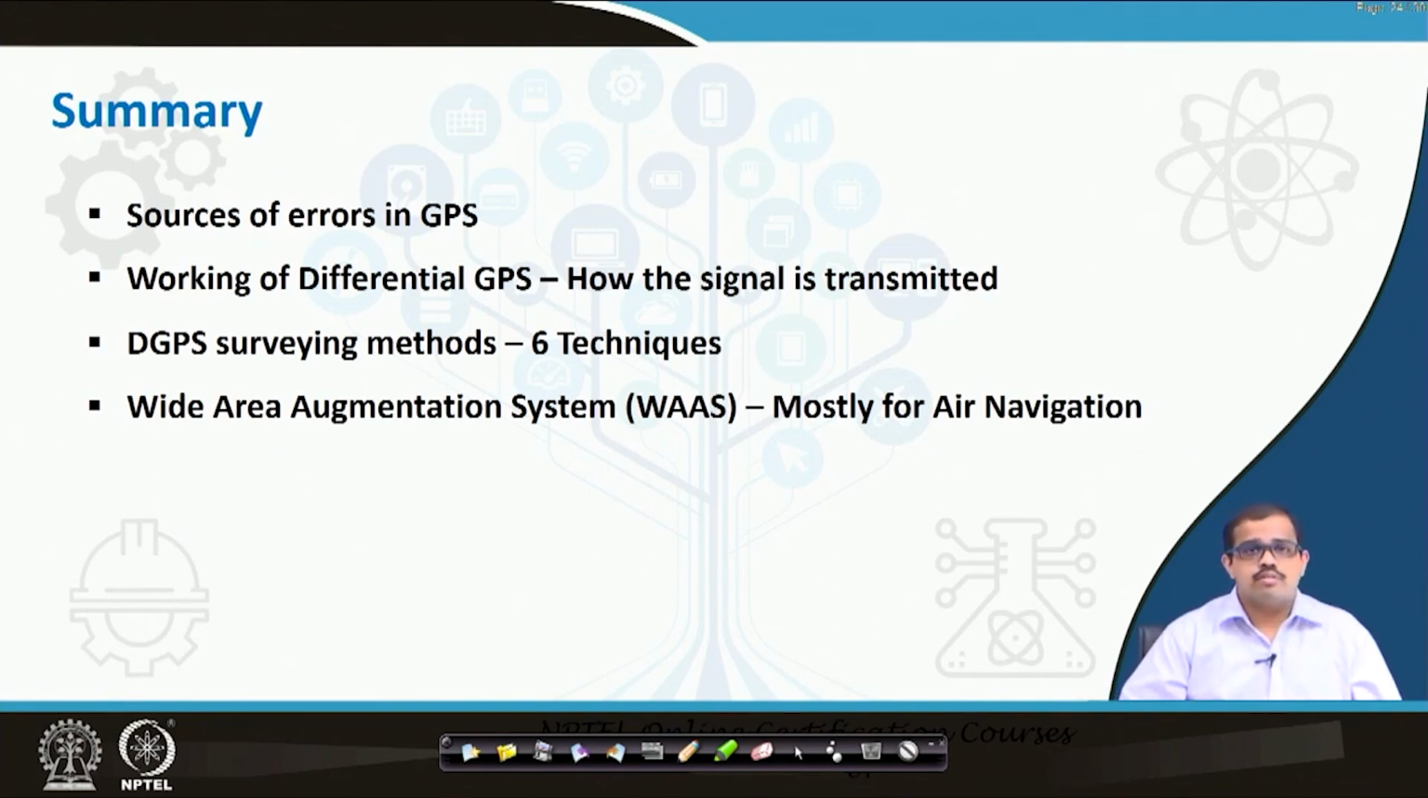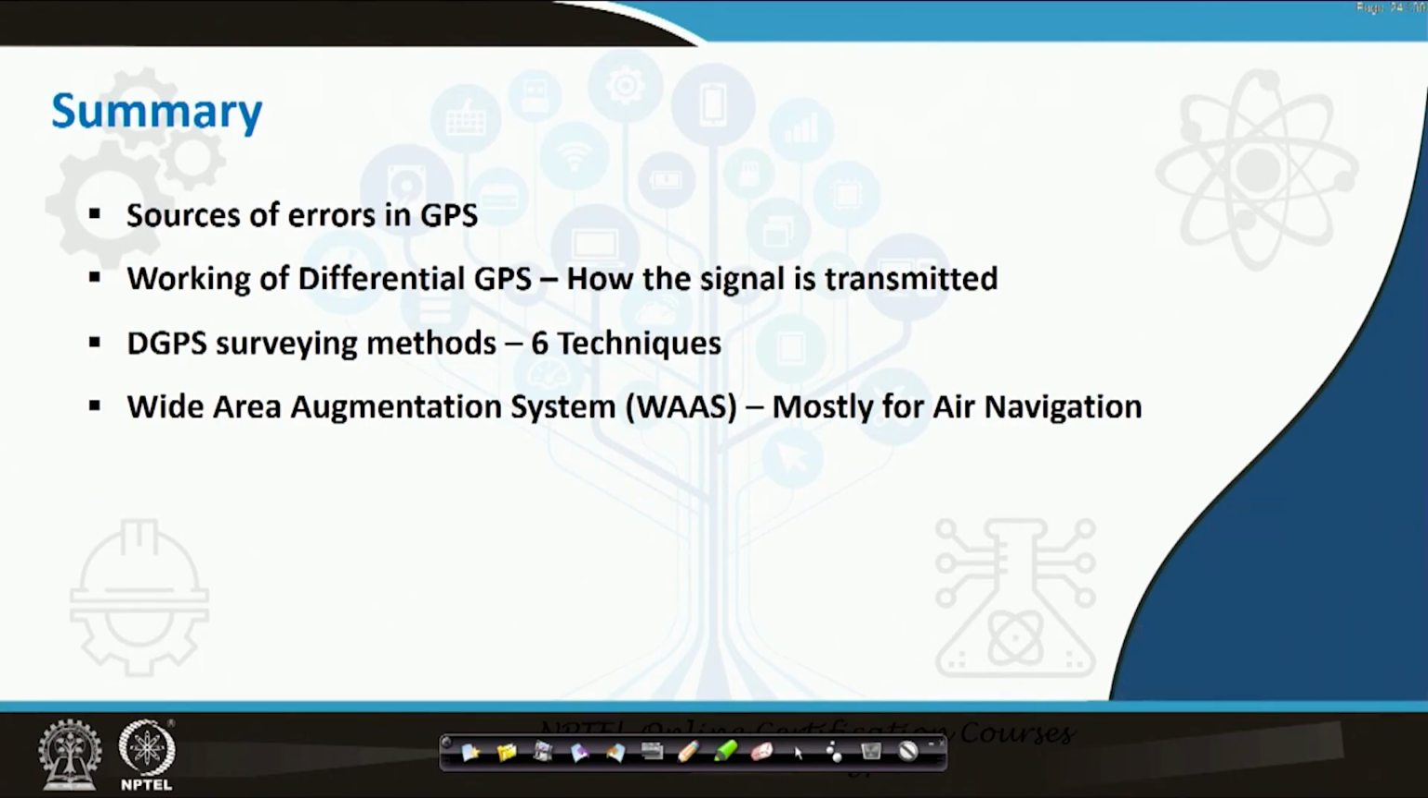And we also looked at the wide area augmentation system, or WAAS system, which is normally used for air navigation and naval navigation. So we looked at the entire architecture of this particular system.